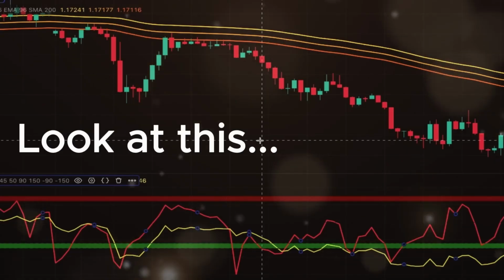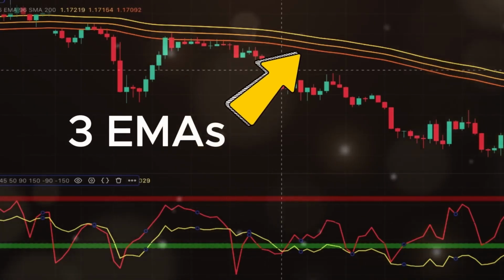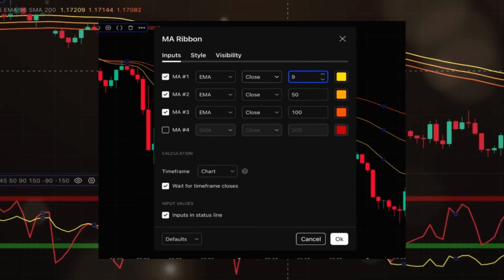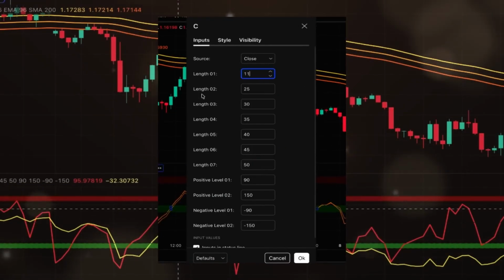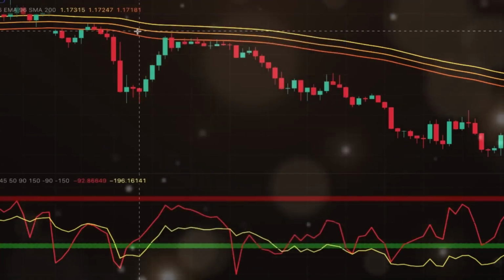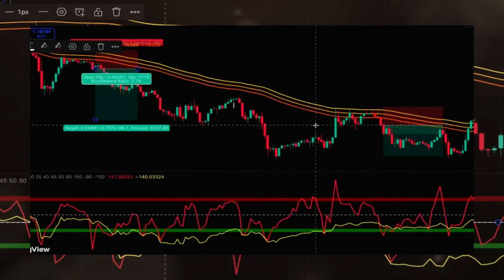Look at this. What I did here. I added 3 EMAs with some special settings and combinations. And then I added 2 CCIs with secret settings and combinations. And then I created a very accurate trading strategy based on them.